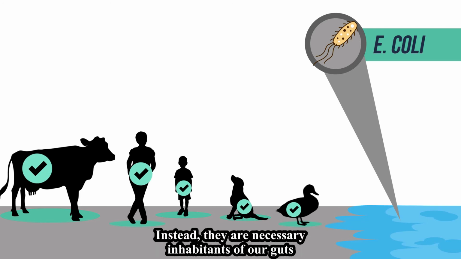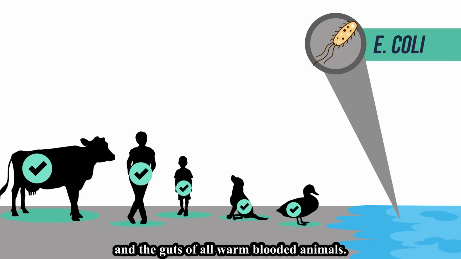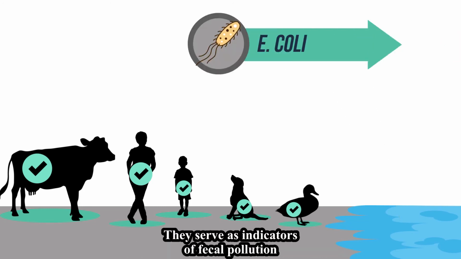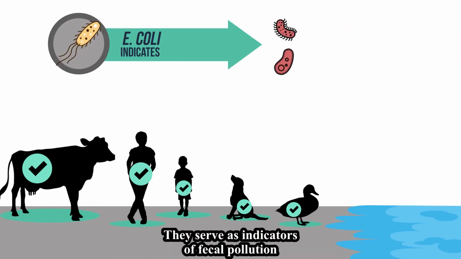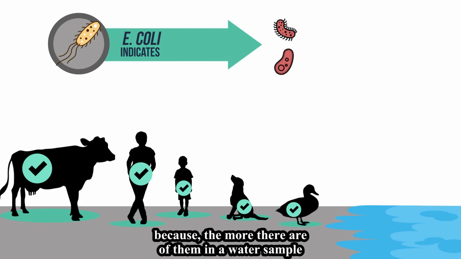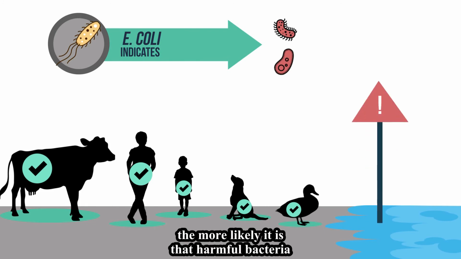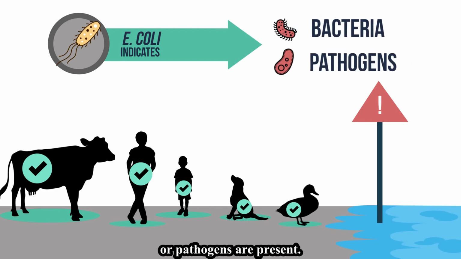Instead, they are necessary inhabitants of our guts and the guts of all warm-blooded animals. They serve as indicators of fecal pollution because the more there are of them in a water sample, the more likely it is that harmful bacteria or pathogens are present.